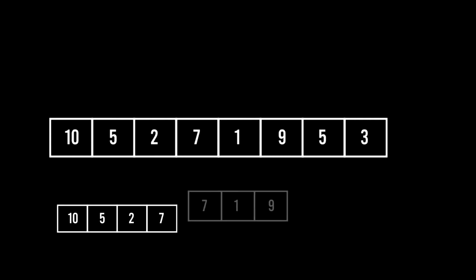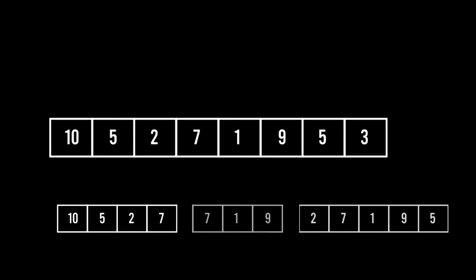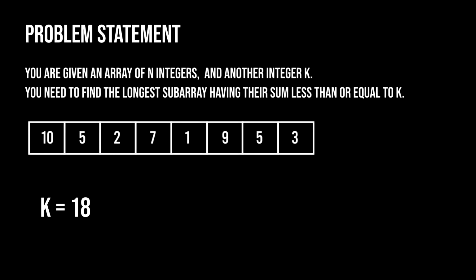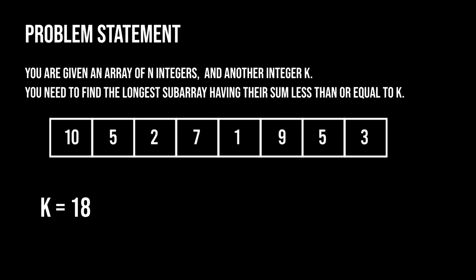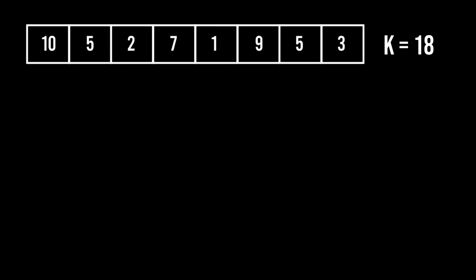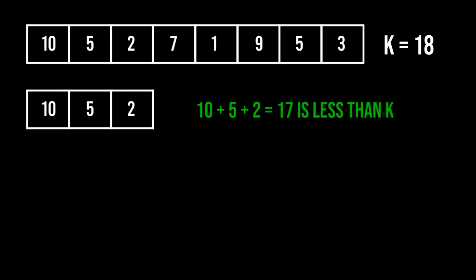So for our given array, this is a subarray, this is a subarray, and this is also a subarray. Our task is to find the longest subarray having their sum less than or equal to k. Let's say our k is 18. So we take a subarray like this, add the elements, and we get 17. This subarray has length 3, so that's a possible answer.